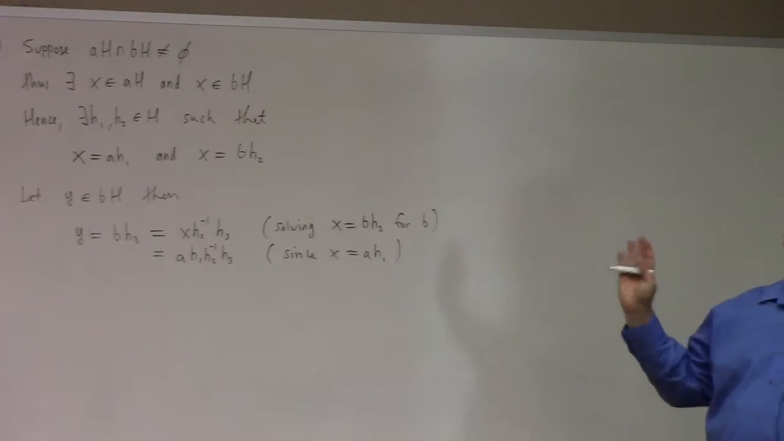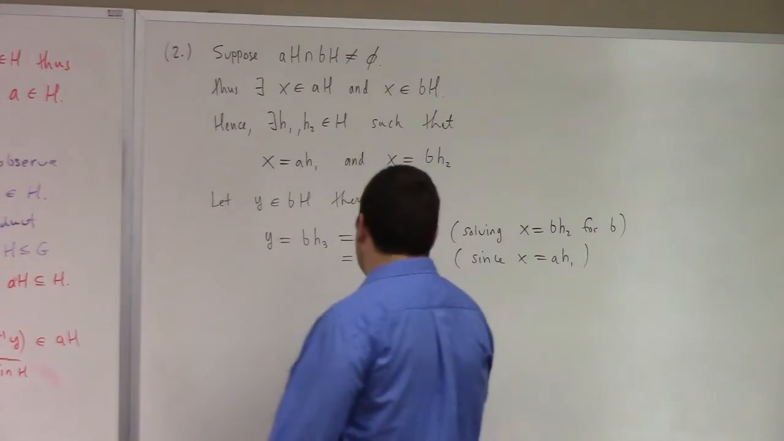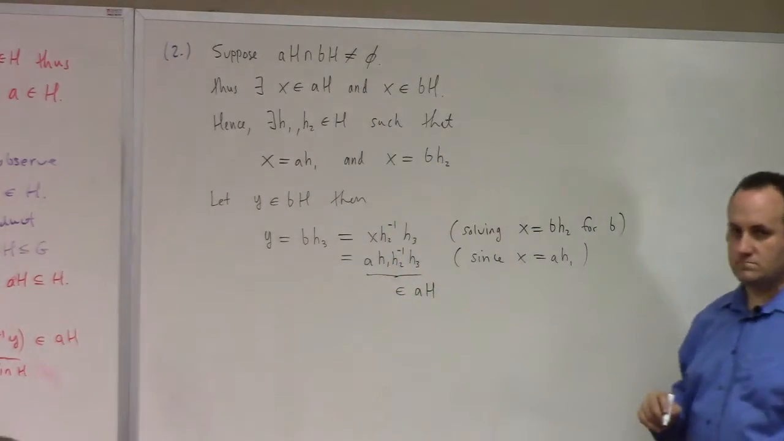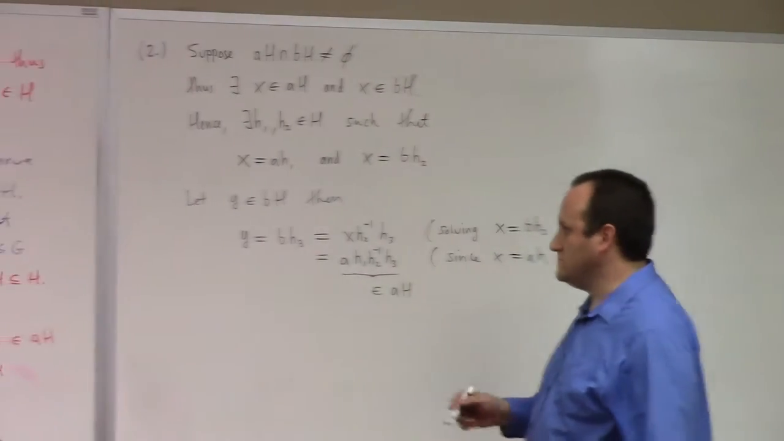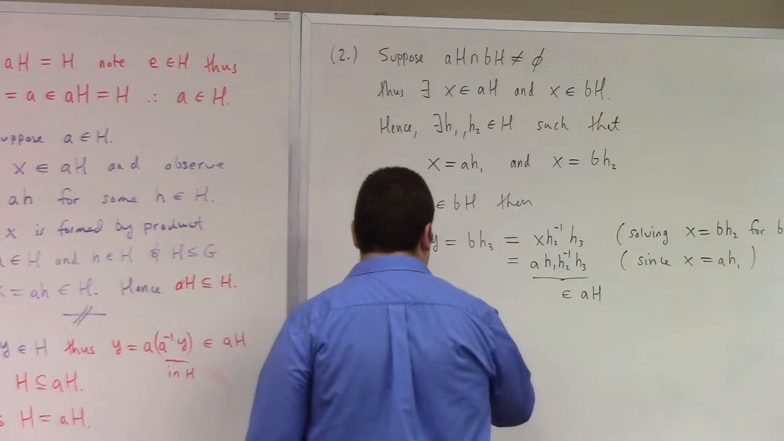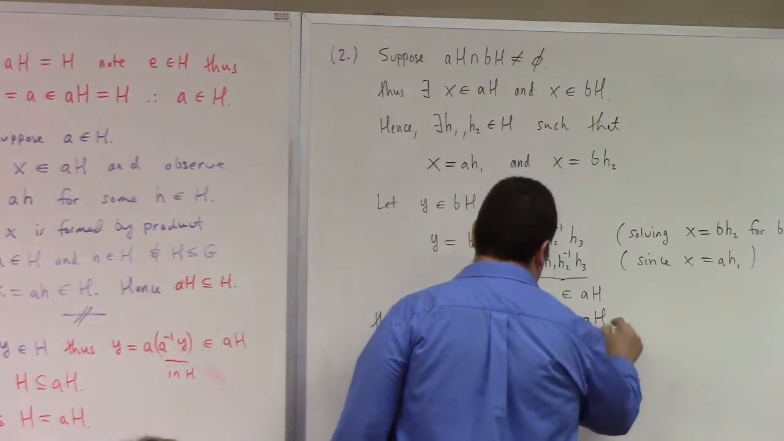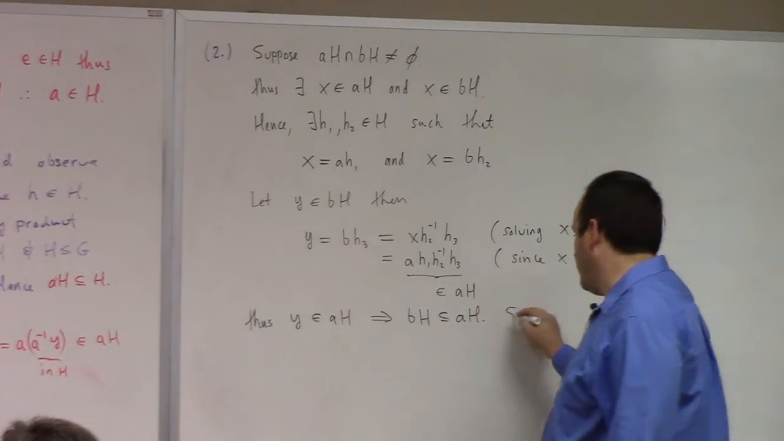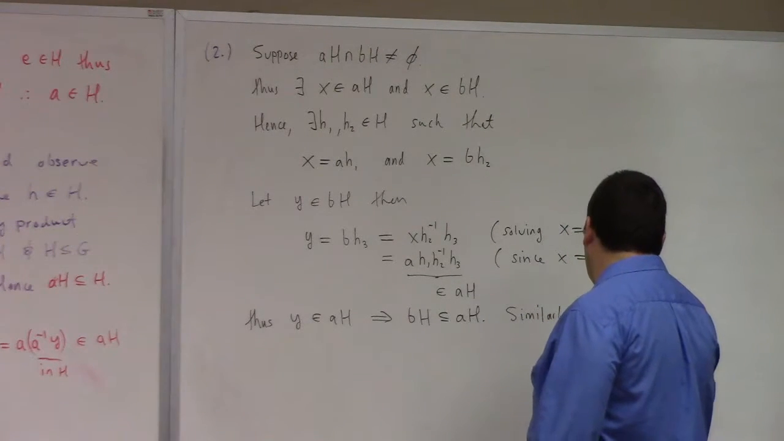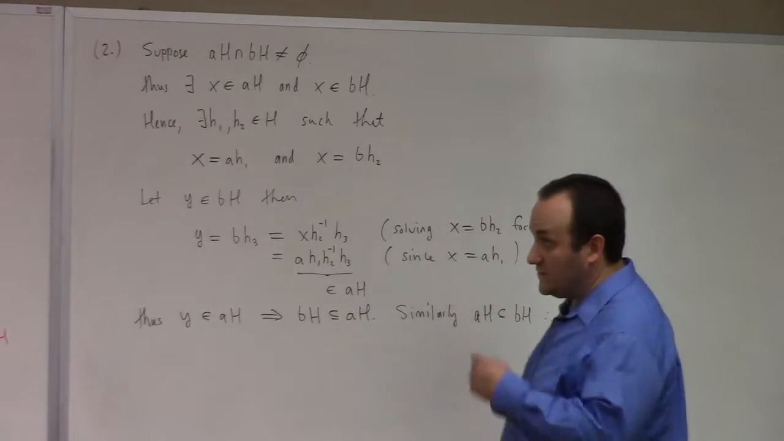Okay, so now we've got A times the product of things in H, right? Which shows what? This is an element of AH, right? So what does this give us? Thus, Y is an element of AH, which implies that BH is a subset of AH. And I'm just going to say similarly, you can show AH is a subset of BH. Therefore, AH is equal to BH, and that completes the proof of 2.